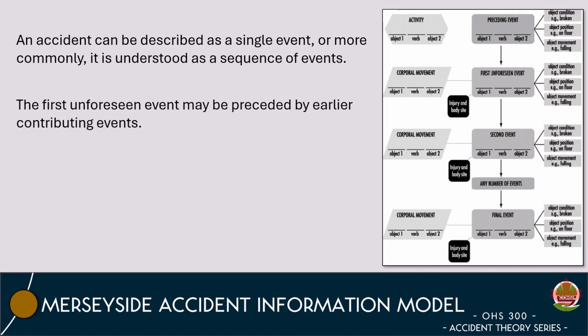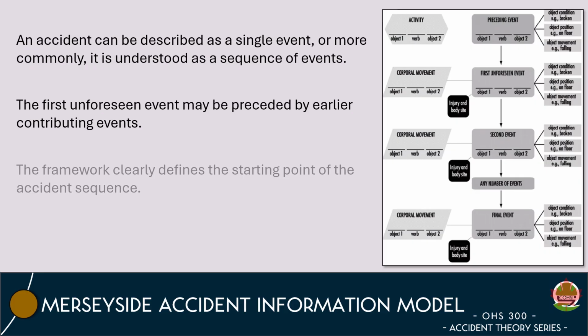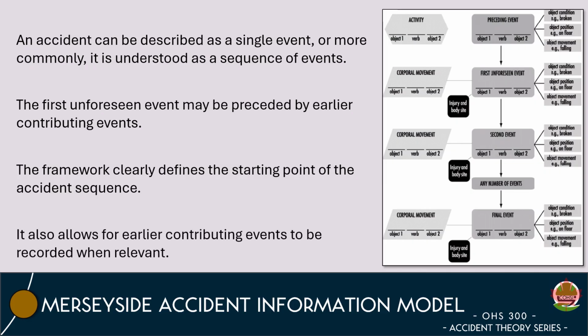In many cases, the first unforeseen event is itself preceded by one or more earlier events that help explain how the situation developed. Within this framework, the first event in the accident sequence can be clearly defined, while still allowing earlier contributing events to be recorded when relevant.